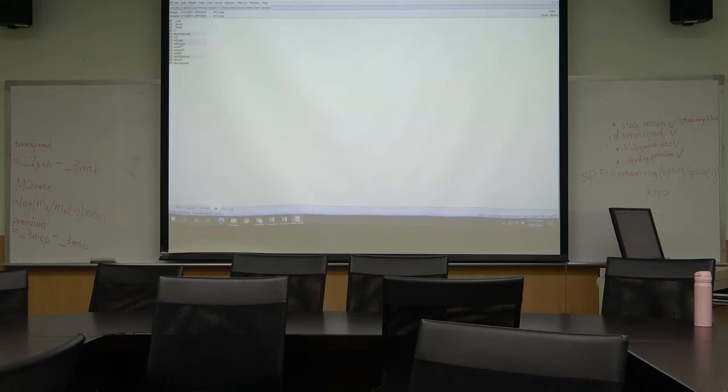The first one is stock return, and you hold Control and click. Then the second one is D term spread. The third one is M2 rate. The fourth one is liquidity premium. So now we have chosen the four, and then right click, open as VAR.